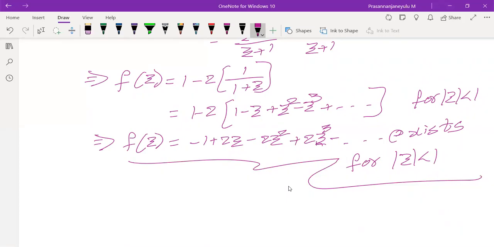How can we say it is a Taylor series expansion? Check: all the powers of z, or of z minus a, are positive, then it is Taylor's. Wherever we get negative powers of z or z minus a, it is called Laurent.